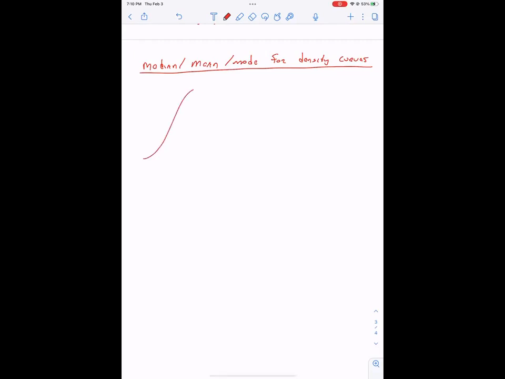If you have a symmetric graph, like, for example, a normal curve, where is the mean located? Where's the balance point? Center. In the center. And where is the median? Where is the point at which half the data is below and half the data is above? Center. Also the center.